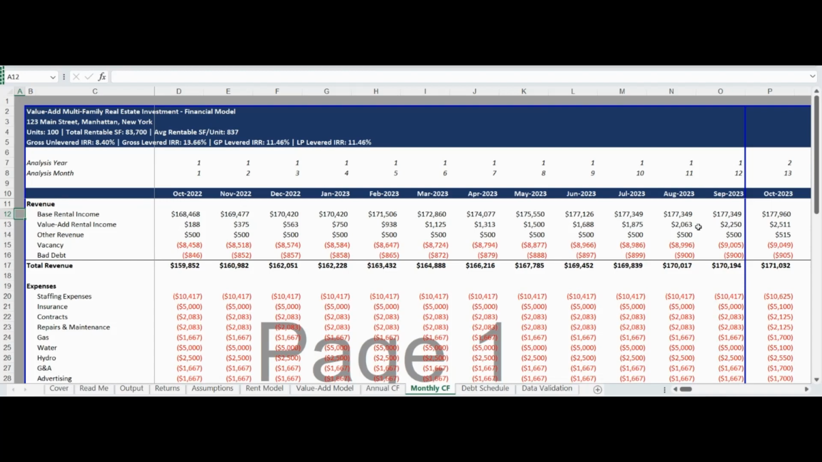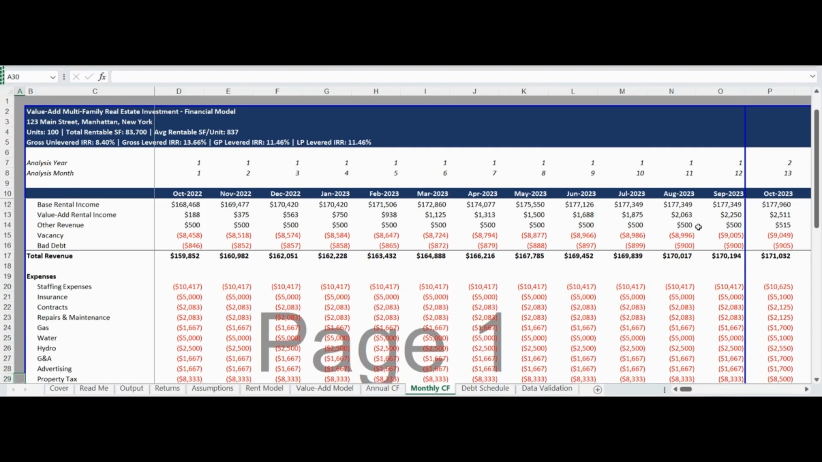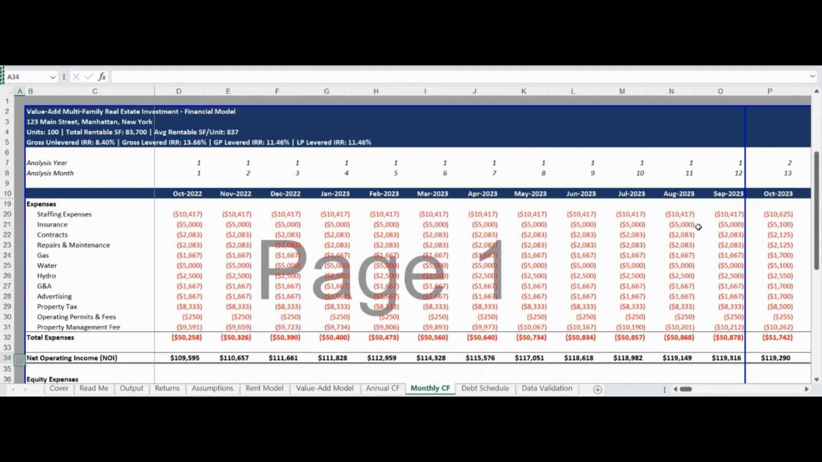Please note the value-add rental income component is broken out as a separate line item from base rental income. This is done so you can isolate revenue generated from the renovation program and to back the year 1 value-add premiums out of net operating income when calculating the acquisition cap rate.